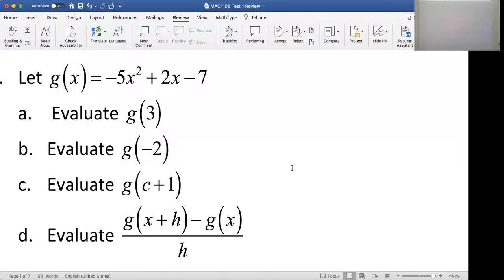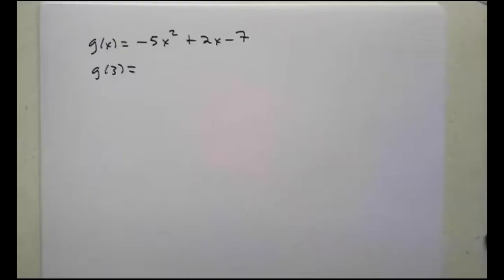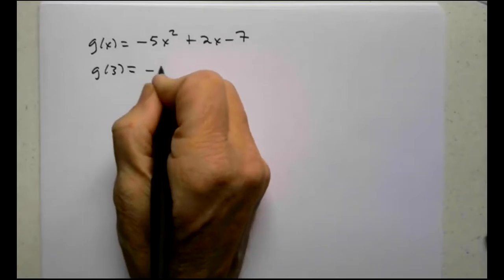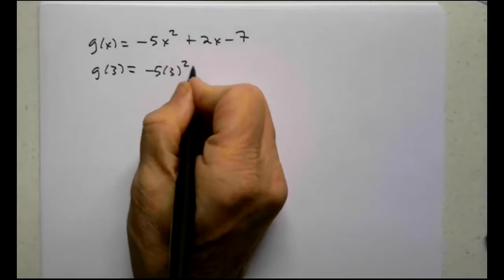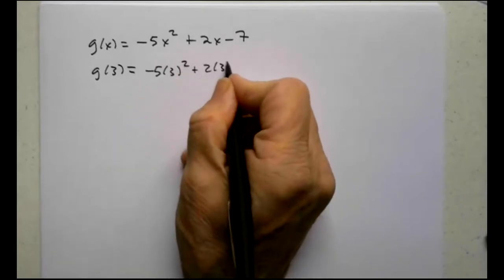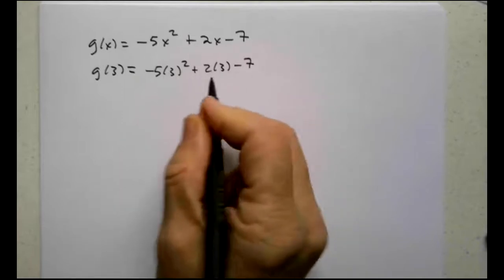So for this question, we're given a function and asked to evaluate some things about it. First off, we want to find g of 3, given g of x is negative 5x squared plus 2x minus 7. How do we find g of 3? We're going to plug 3 in wherever you see x. So I'm going to get negative 5 times 3 squared plus 2 times 3 minus 7. I like to plug it in parentheses.